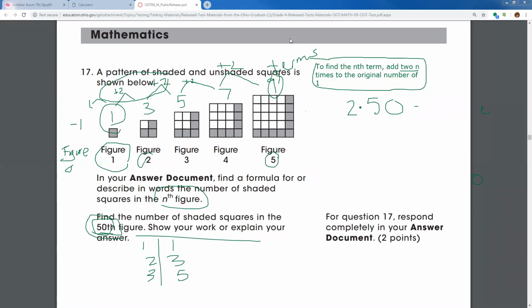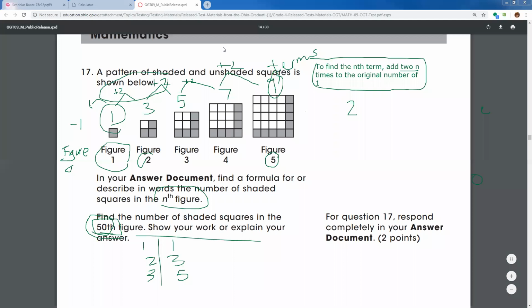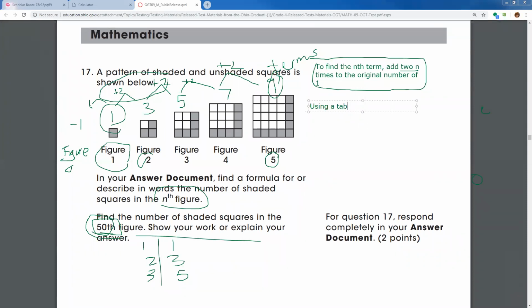So after creating the verbal explanation, that should be enough to get the points for the verbal. I would show your table. I would use the table and say, using a table, I found the 50th term is 99. That was our answer when we used that formula. So the verbal description here is good enough, but I would create that table and keep adding to.